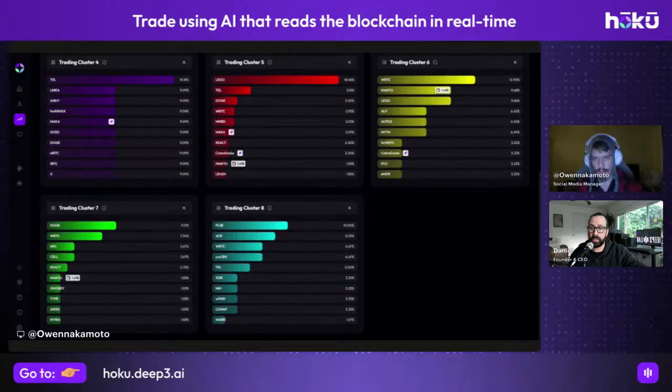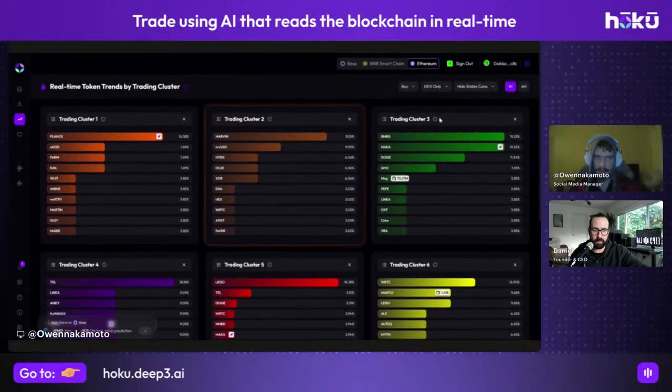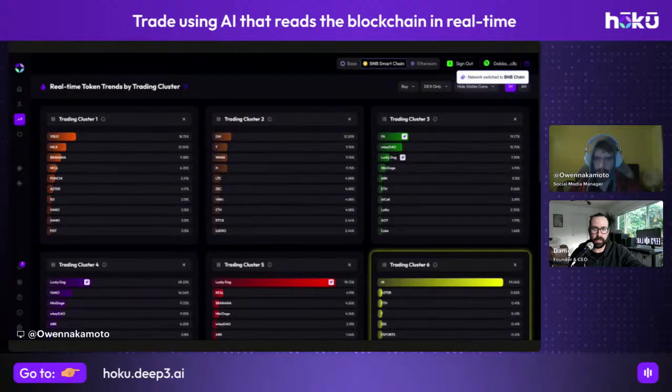No, BSC is higher than Sol right now. BSC is number one. It's $4.29 billion in the last 24 hours, and Solana is 3.34. The one thing that I don't think I've seen is transaction volume. Yeah, so for 30-day DEX volume, Solana is winning.